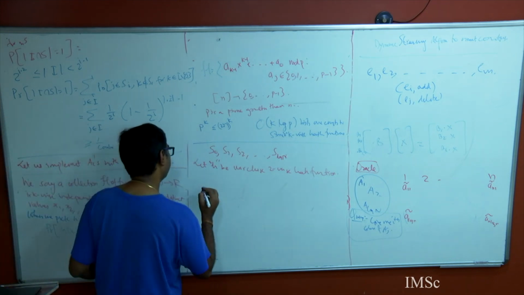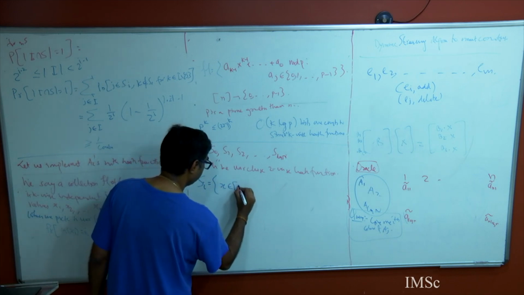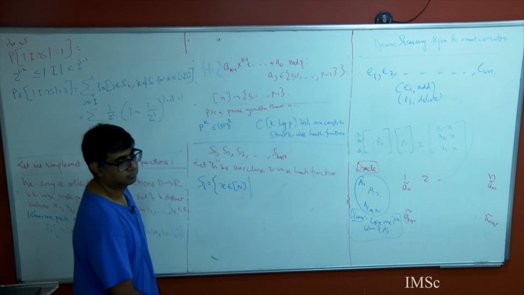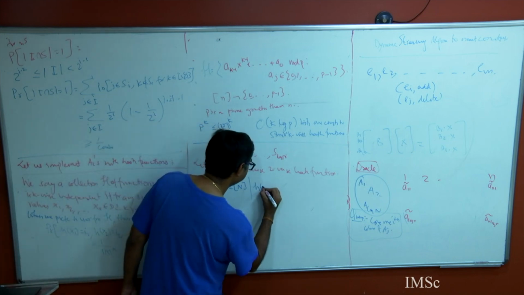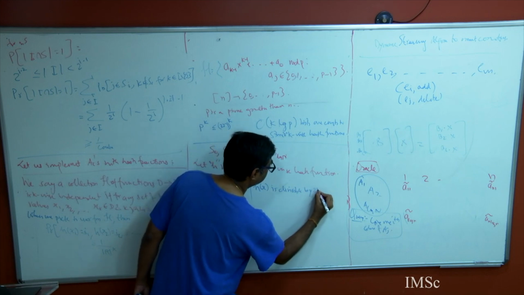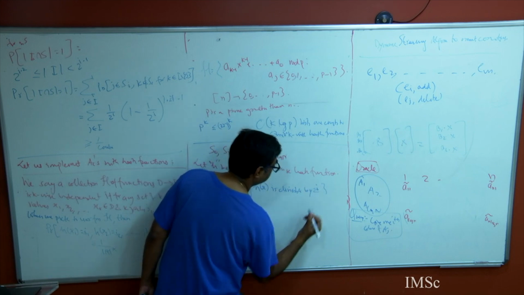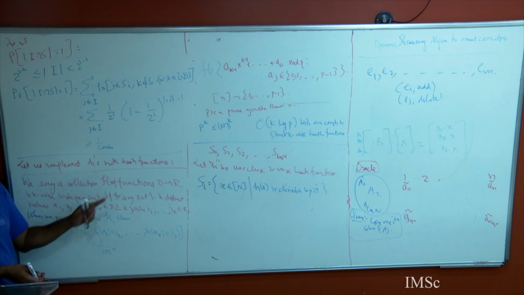So what is S_i? It is the set of x in 1 to n such that h(x) is divisible by 2^i. So all those indexes for which, if I look at h(x), that number is divisible by 2^i, that is my S_i.